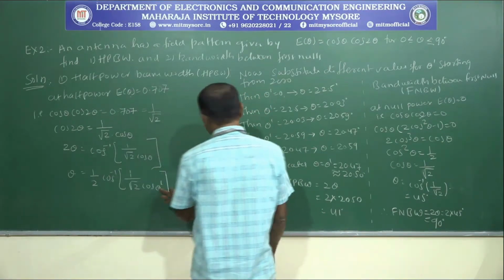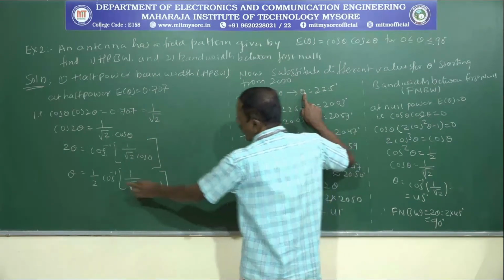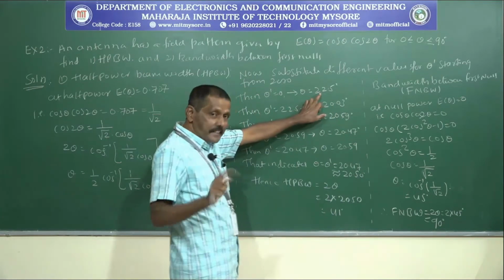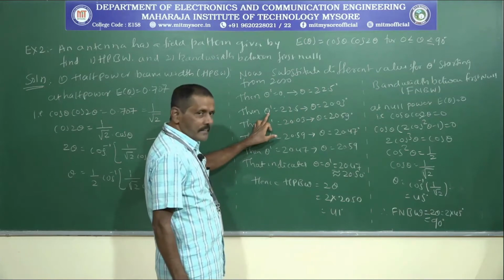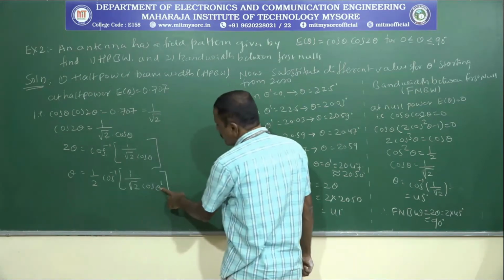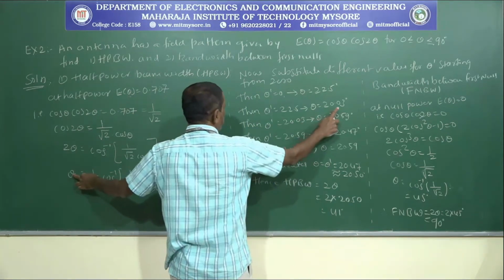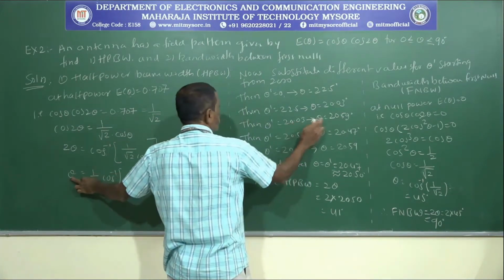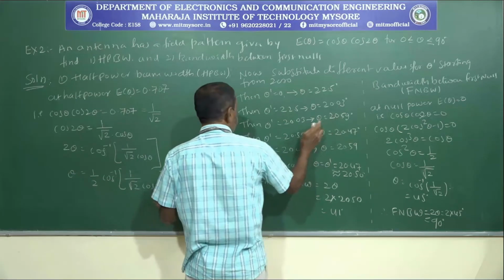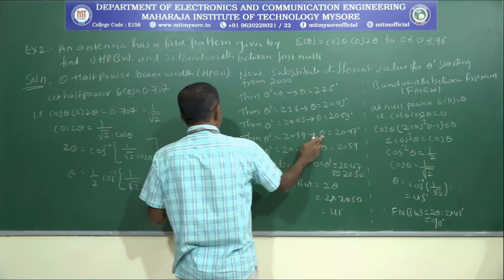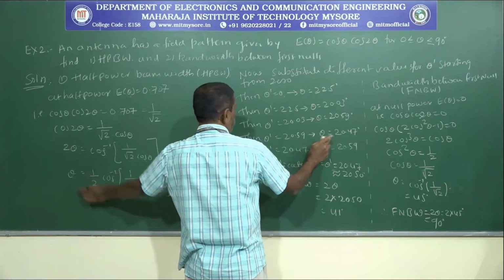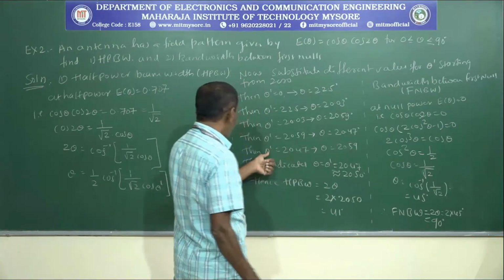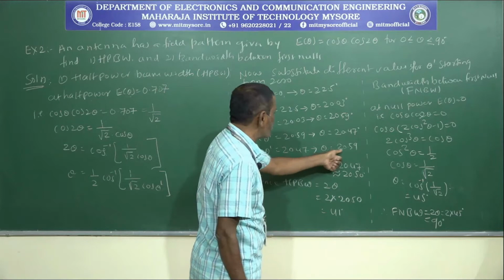First, when theta dash equal to 0, I am going to get theta is equal to 22.5. Then take this as theta dash, substitute 22.5, then we are getting theta as 20.03. Then the same 20.03 you substitute here, then I am going to get theta as 20.59. And the same 20.59 I am taking as theta dash, then theta is equal to 20.47. Then when you substitute theta dash as 20.47, I am getting theta is equal to 20.59.